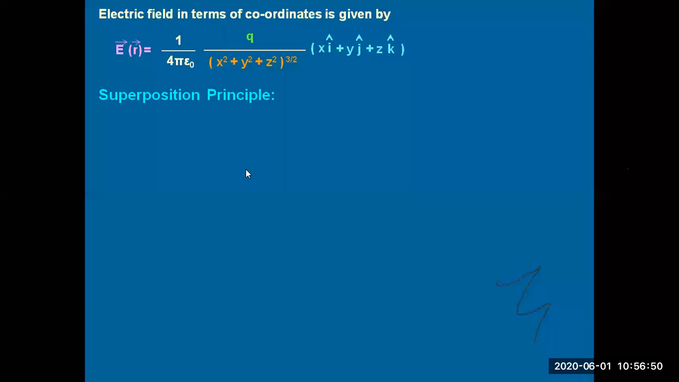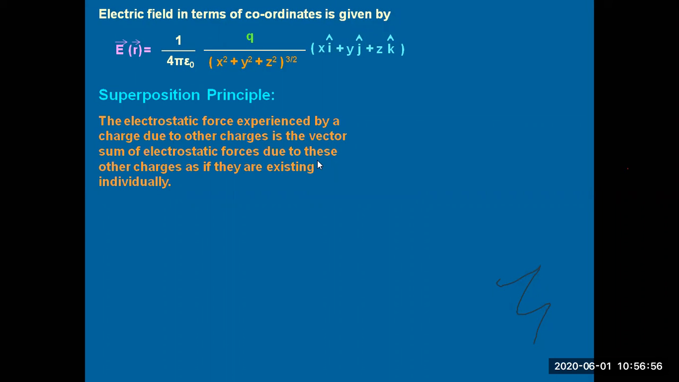Our next topic is the superposition principle. Now what is the superposition principle? When you have electrostatic force experienced by a charge due to other charges, then it is the vector sum of electrostatic forces due to the other charges as if they were existing individually.